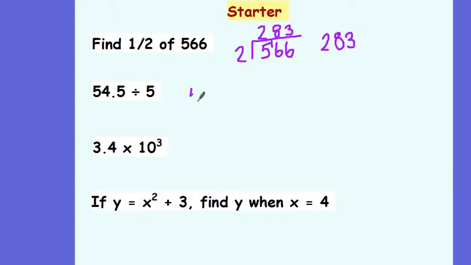For my second lot of division, I need to do 54.5 in my bus stop, divided by 5. 5's into 5 is 1, 5's into 4 is 0, remainder 4. 5's into 45 goes 9, so 10.9.